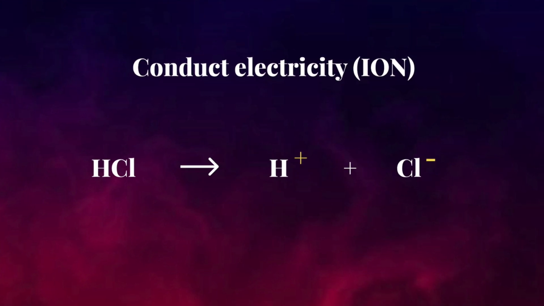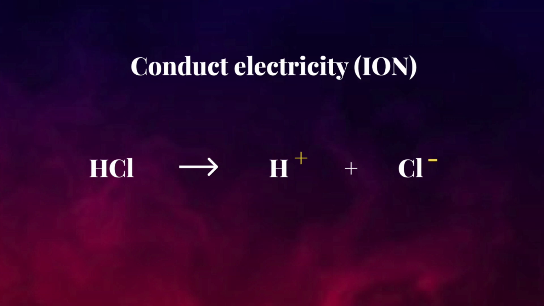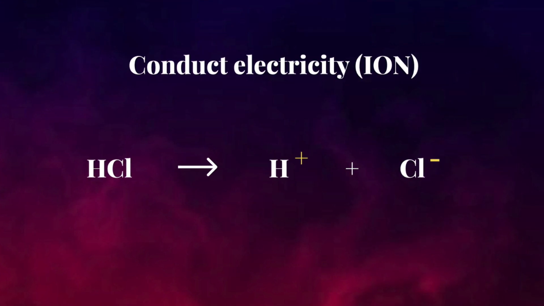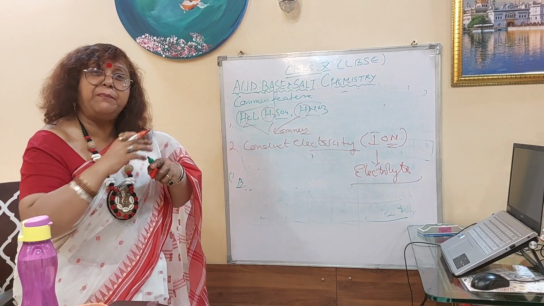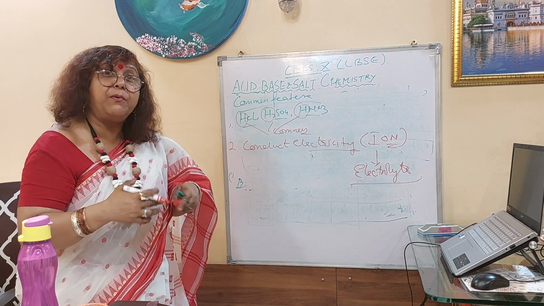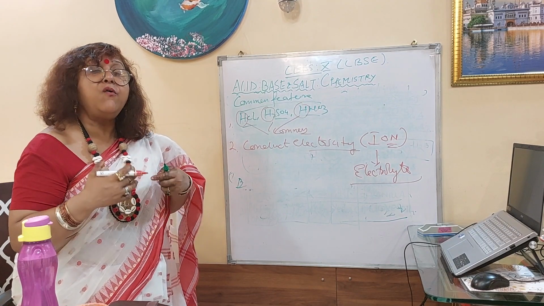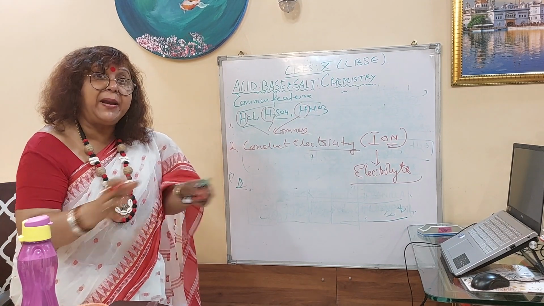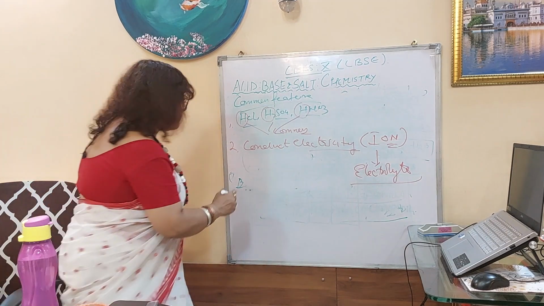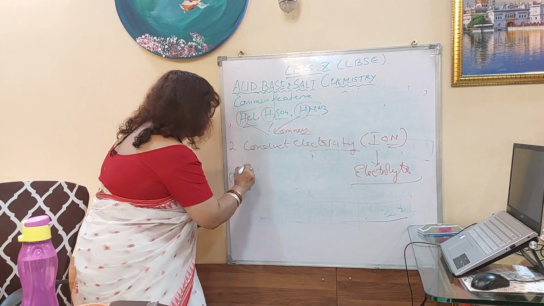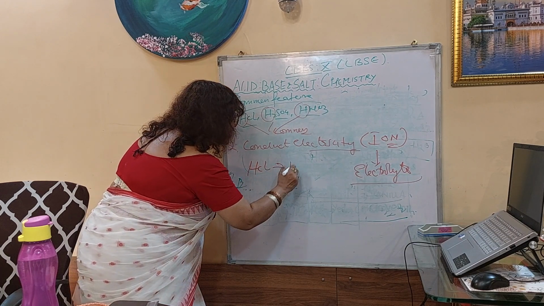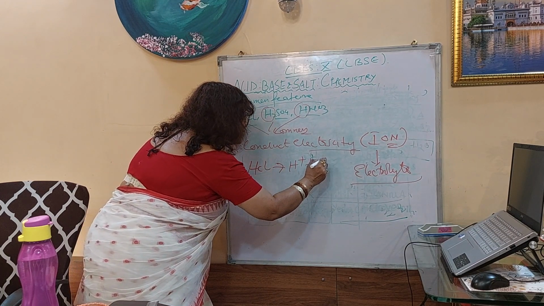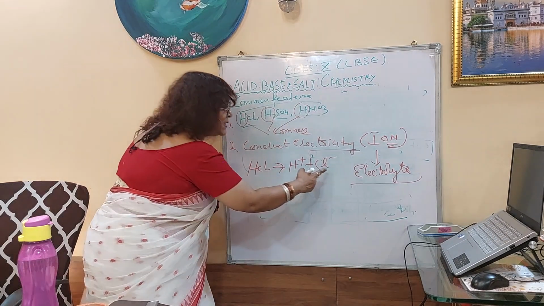For you to keep in mind, all acids contain hydrogen as common. All acids conduct electricity because of ions, and the acidic condition of that particular solution depends upon the strength of that ion, that is, how far that acid can break up into ions. Say for example, hydrochloric acid dissociates into ions H plus and Cl minus.